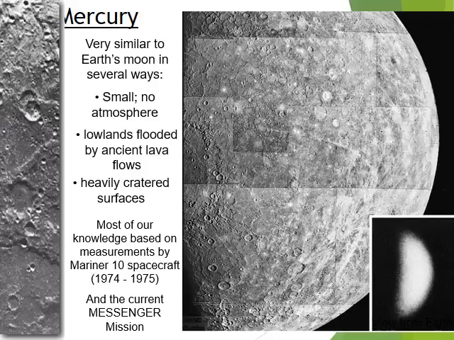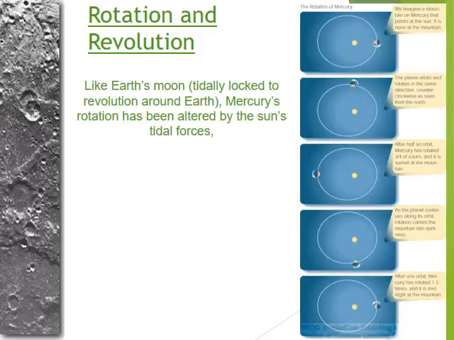It does not have much in the way of an atmosphere, and it has a lot of craters. So actually, the surface looks very much like the moon's surface. Okay, again, a year lasts about a day. Remember that a day is the amount of time it takes for a planet to rotate once on its axis. A year is how long it takes the planet to go around the sun.